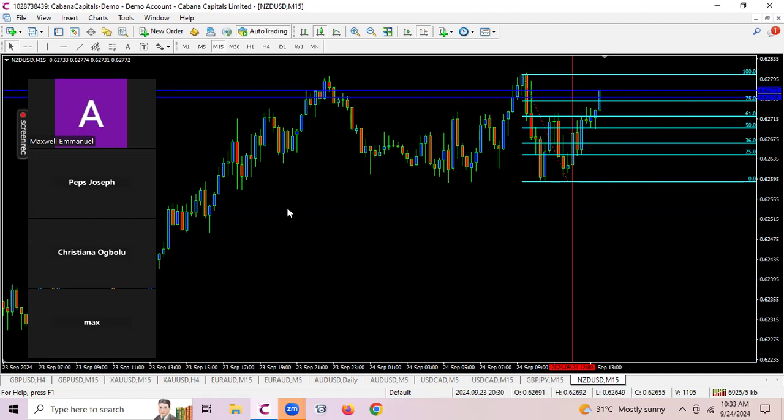Wait for a bearish reversal pattern to form before you sell. It is still bullish. You cannot sell. Wait for a bearish reversal pattern to form before you go bearish.